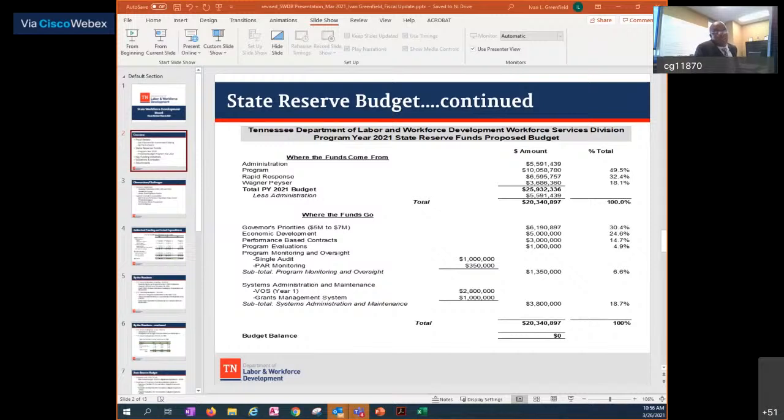And the reason why we're able to do that is I think most of the board members know that our funds have a 3-year shelf life for the majority of the funds that we're talking about here. And so we're able to roll that over. And so looking at the top section, those are the numbers that are going into the proposed budget, less the administration. And so what's left is $20.3 million.